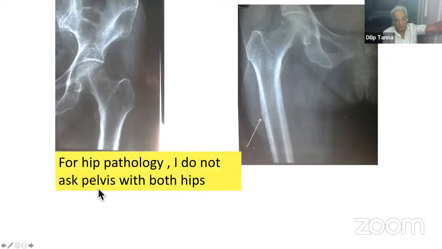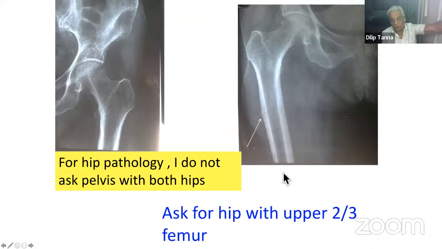Now, here was a patient who had pain in the hip, and the X-ray was taken, pelvis with both hips, which didn't show anything. But never ask, in a hip patient, for a pelvis with both hips. You have to ask for the hip with the upper one-third or upper half of the femur. At least this much you have to ask. And you can very definitely demonstrate a typical alendronate fracture. In hip pathology, I do not ask for a pelvis with both hips, but I ask for the hip with the upper two-thirds of the femur at least.